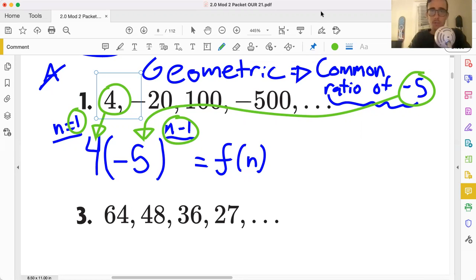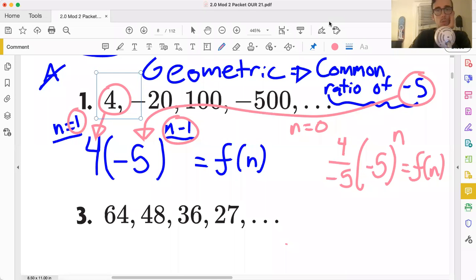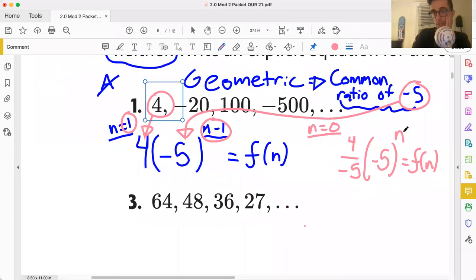Take a moment, challenge yourself if you want to try and get the n equals 0 term. This is actually pretty tough, so if you want to try it, go for it, but this one's a bonus. So a little bonus, but if you were going to go to the 0 term and make your explicit, you would have -4/5 multiplying by -5 to the n as your exponent. So a little tricky there, but nothing we can't handle.